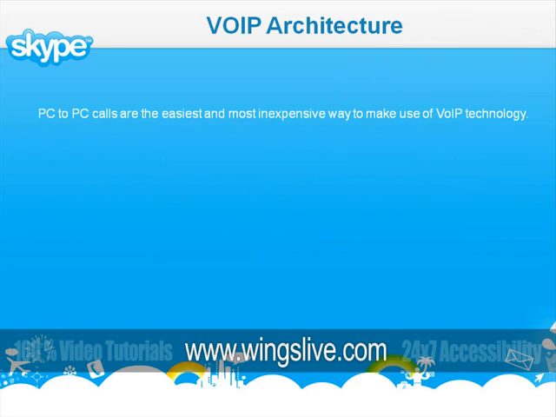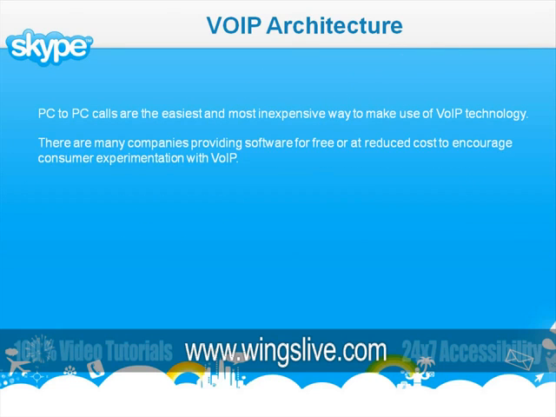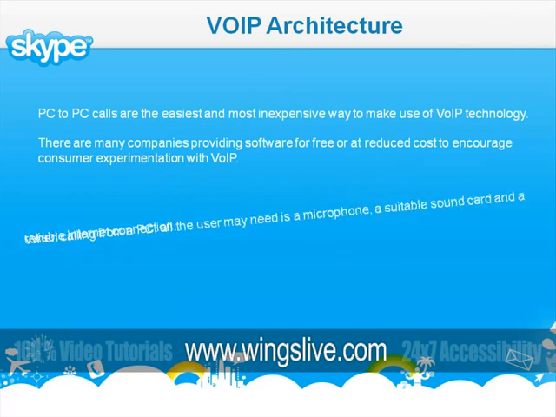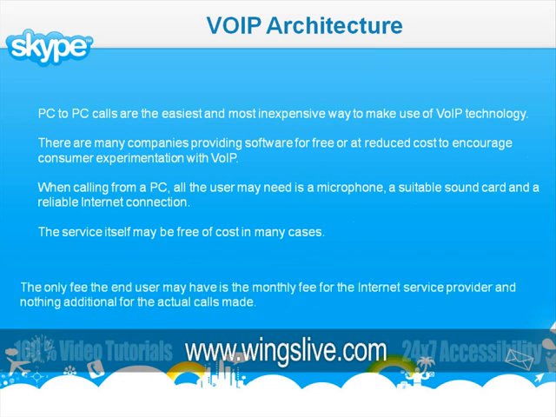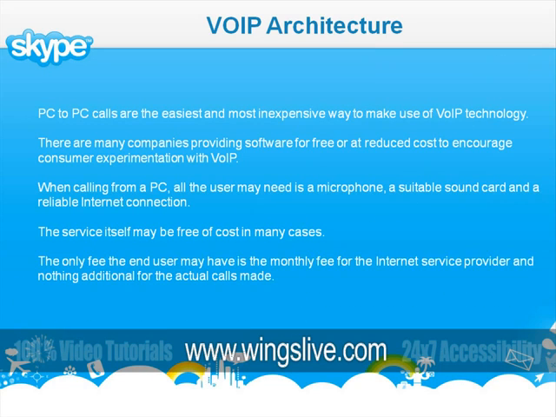PC-to-PC calls are the easiest and most inexpensive way to make use of VoIP technology. There are many companies providing software for free or at reduced cost to encourage consumer experimentation with VoIP. When calling from a PC, all the user may need is a microphone, a suitable sound card, and a reliable Internet connection. The service itself may be free of cost in many cases. The only fee the end user may have is the monthly fee for the Internet service provider, and nothing additional for the actual calls that are made.